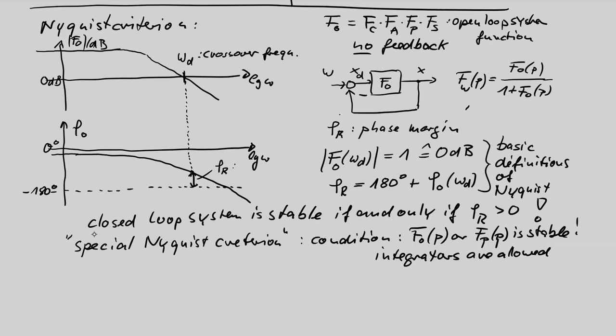Of course, a PI has an integrator. Integrators are allowed, but negative time constants, for example, in a PT1 are not allowed. Then we cannot use the Nyquist criterion. Then this statement is not true. Okay, so far, let's start with the chapter 5 goals in the next video. Now, this is the finish of video number 48.